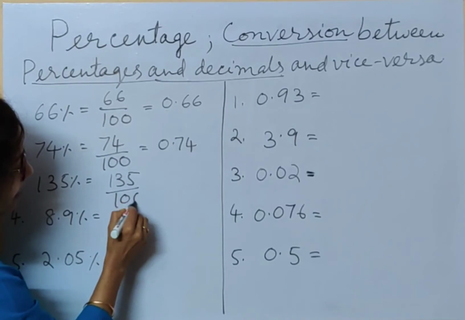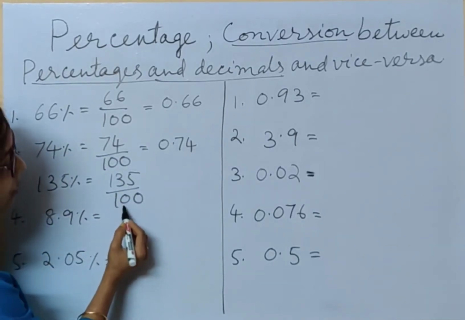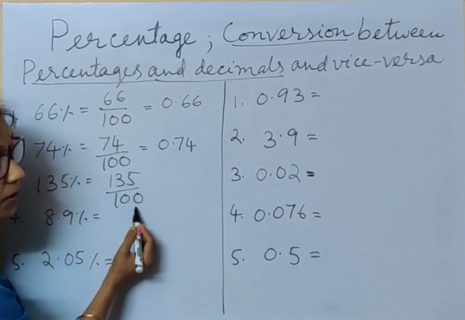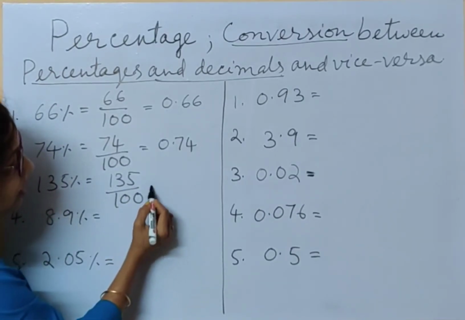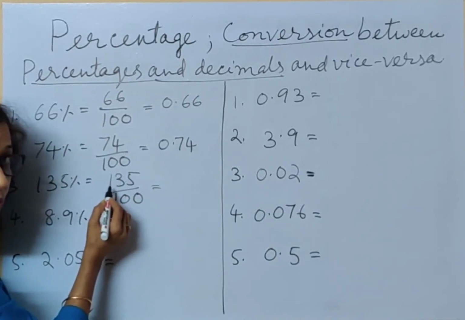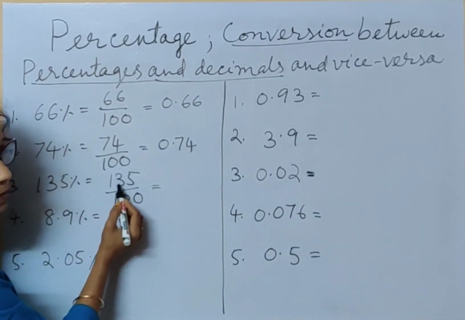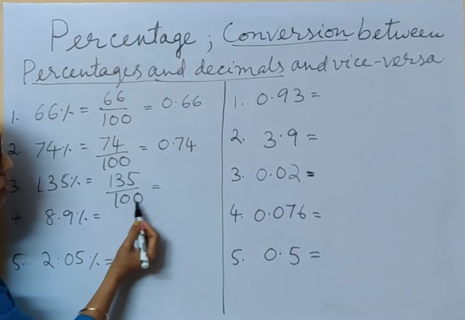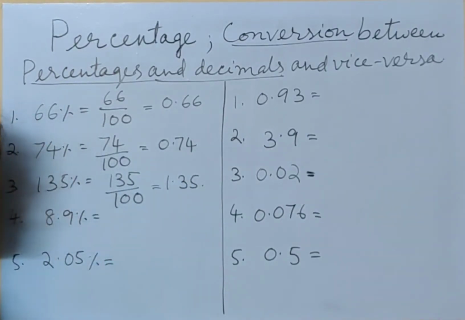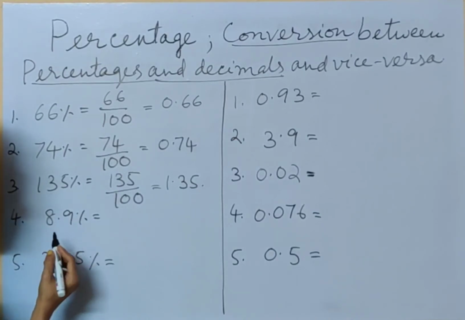Next 135%, 135 by 100. Now here you see we have 3 digits on top, that is 135, and below you have 100. So 2 zeros. So the decimal point will be placed just before the last 2 digits, because we will get 2 decimal places as we have 2 zeros. So 1.35.